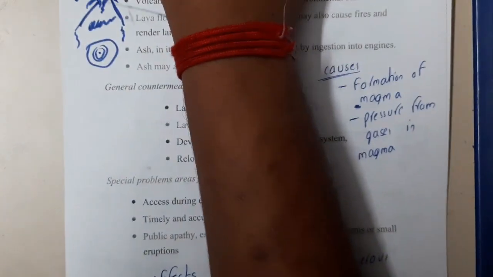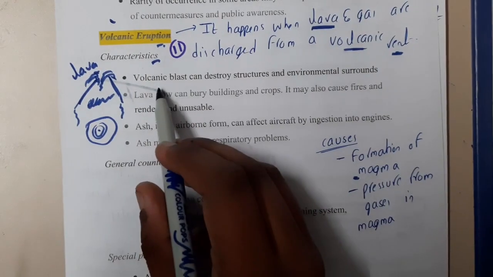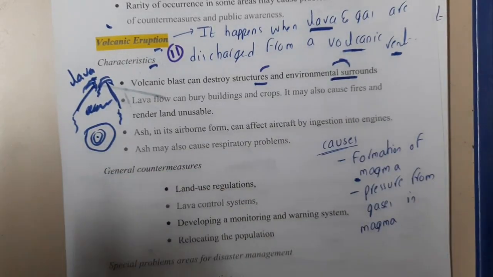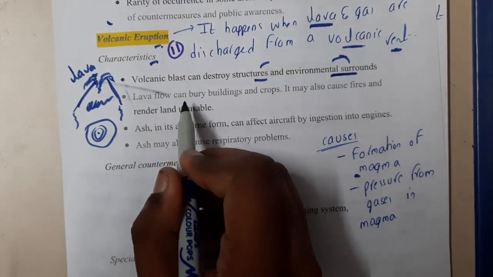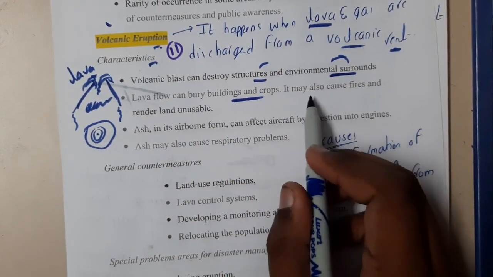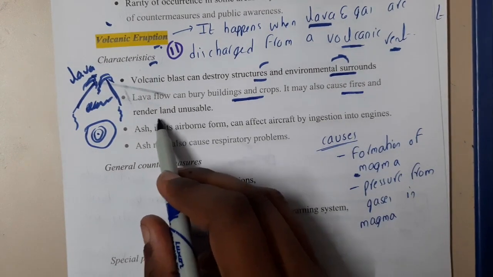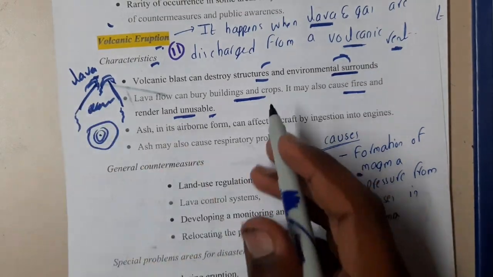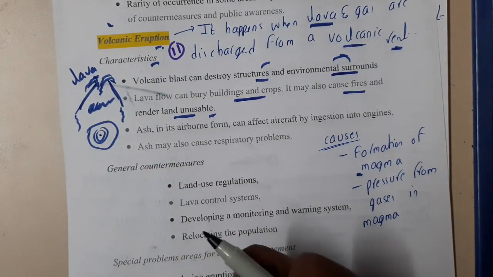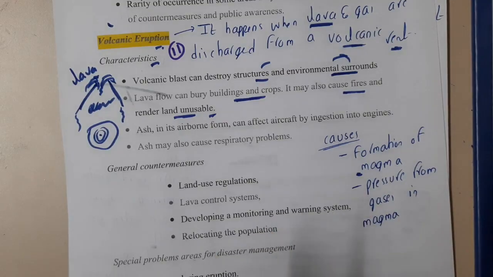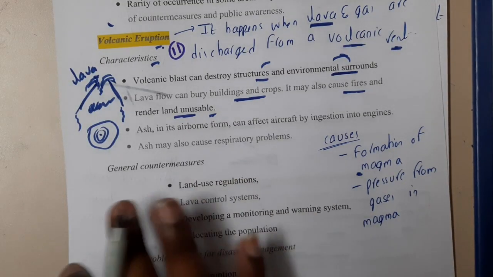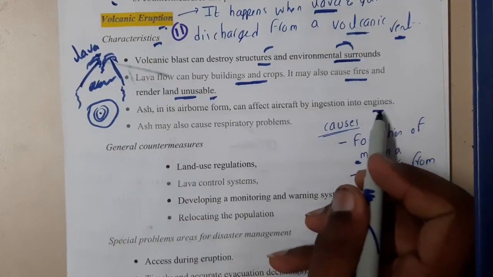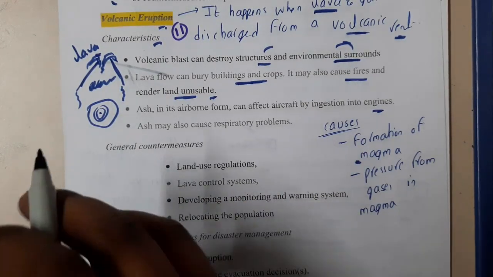Now let us go through the theory which was given here. The characteristics: volcanic blasts can destroy structures and environmental surroundings. As I told you, the trees, the structures and the buildings can also be eaten by it. Lava flow can bury buildings and crops. It may also cause fire and render land unusable. If there is a tree, that tree will automatically catch fire, because the temperature that the lava has is such that it can melt anything, even a metal which melts at 1000 or 10,000 degrees Celsius. That is why lava is really dangerous. Ash in the air can be formed; whatever is burning converts into ash.